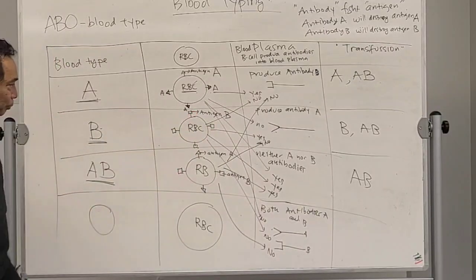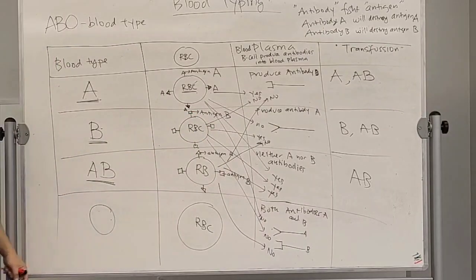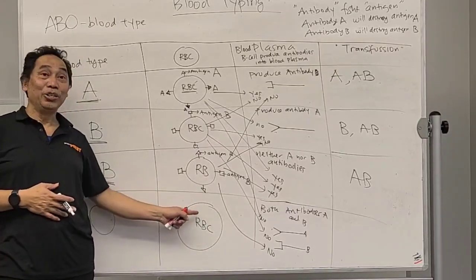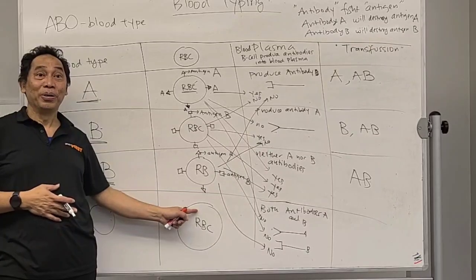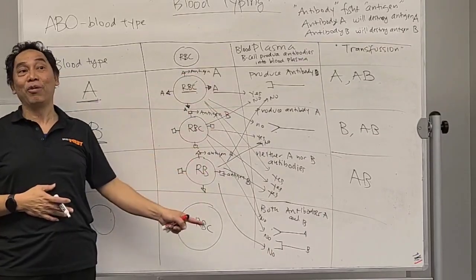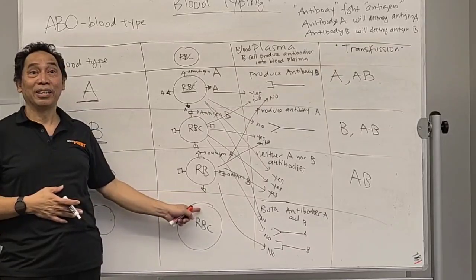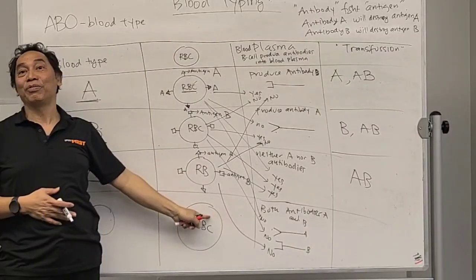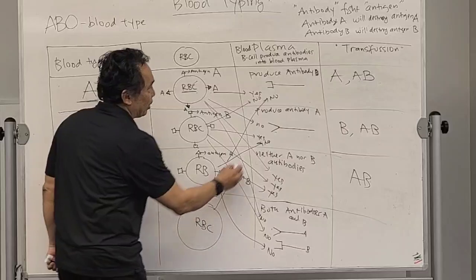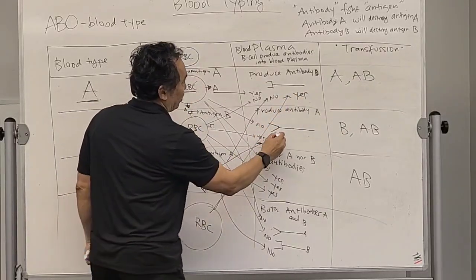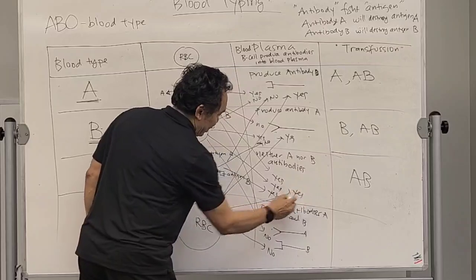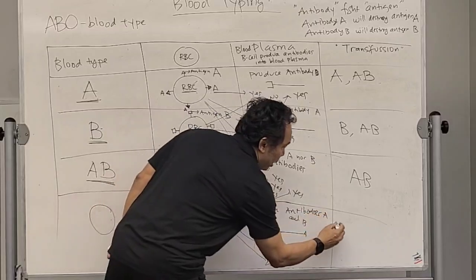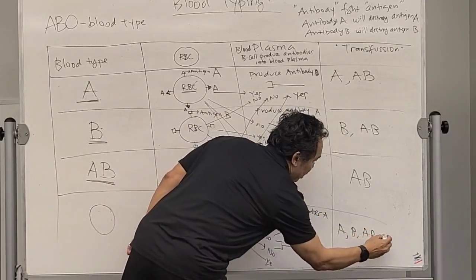Okay, now the last one. Over here, O. I want you to look at O first. Look at this one. You are actually giving this. Do you see any antigen? No. It means that it doesn't matter whoever you give to, they will receive, because you don't have antigen. It doesn't matter whether they can create antibody or not, because there is no antigen to fight. Are you with me? So you can give it to here yes, yes, and yes. So O can give to A, B, AB, and O.